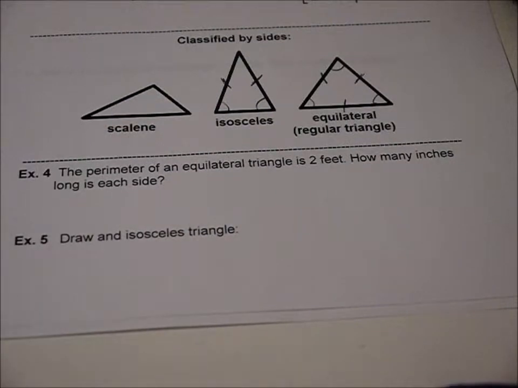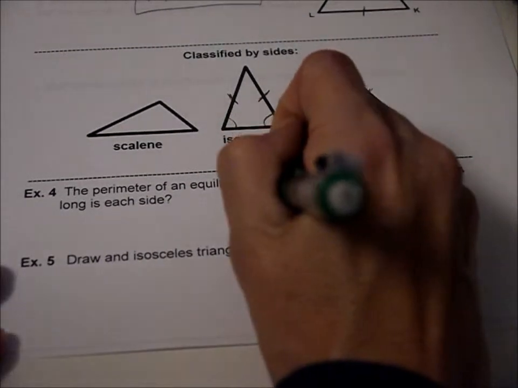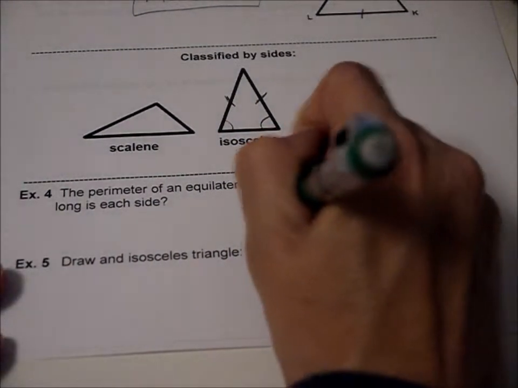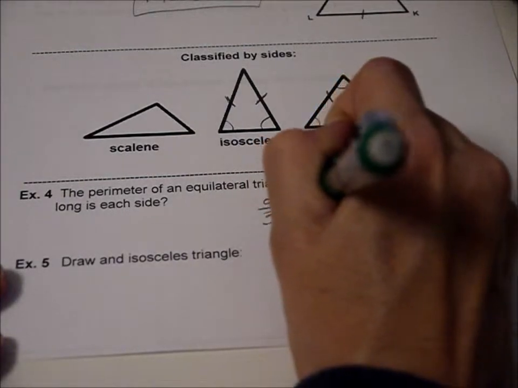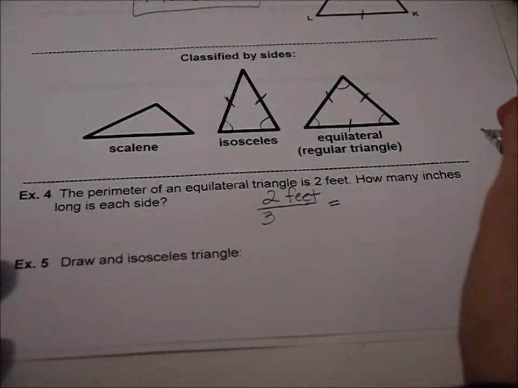Okay, example: the perimeter of an equilateral triangle is 2 feet, so it adds up to 2 feet. How many inches is each side? So how do you do that? You have to do 2 divided by 3. Well, let's think about this. If it's 2 feet divided by 3, could we say turn feet into inches?